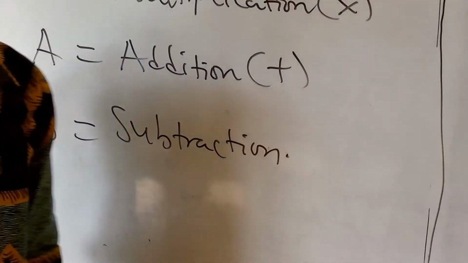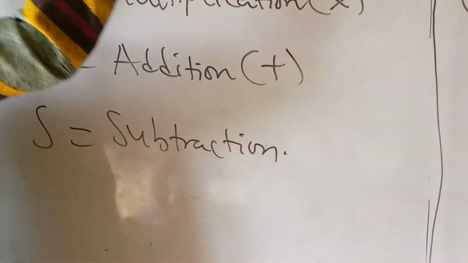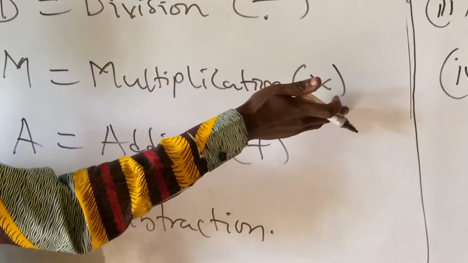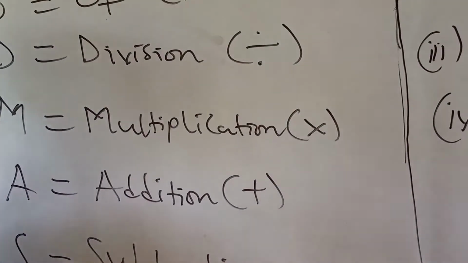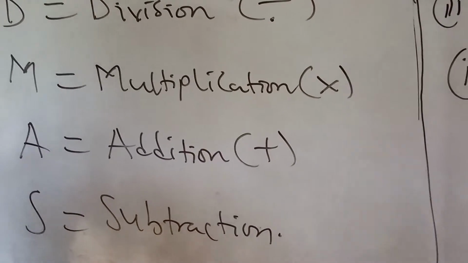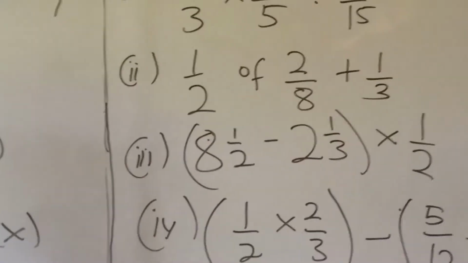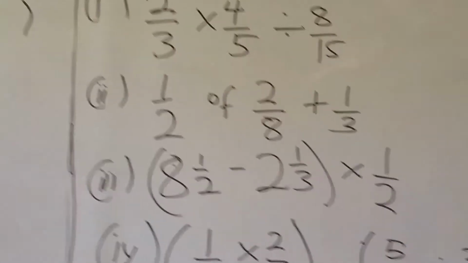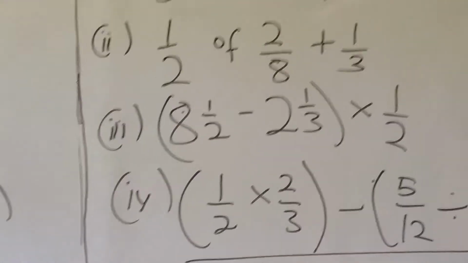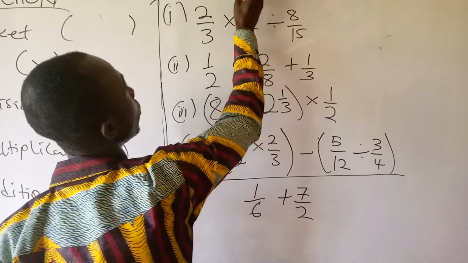So one may ask, why we have multiplication and multiplication here. But always note that of means multiplication. That's why we are having this and this. Whenever you see of, you change it to multiplication. So I will use these four examples to illustrate BODMAS.